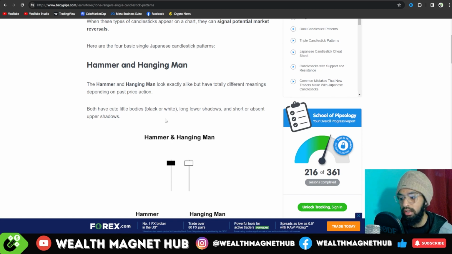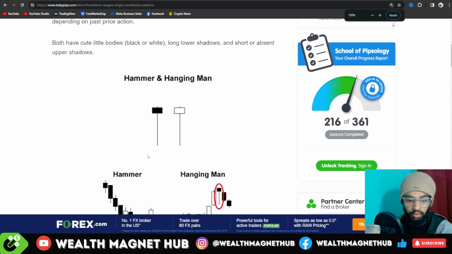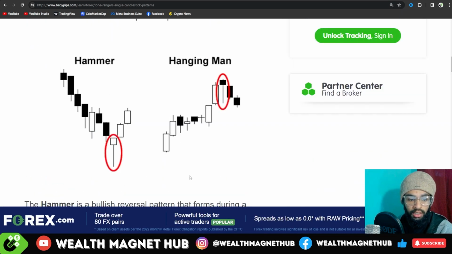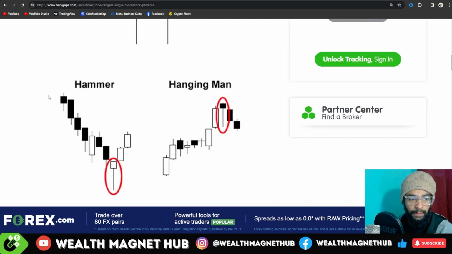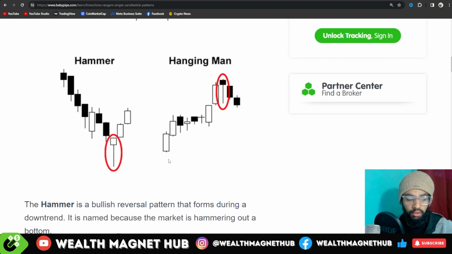Now let's take a look at the difference between them. On the left side we have the hammer, and on the right side we have the hanging man. Let me zoom in and take a better look at what's going on. On the left side is the hammer, and we can tell which one is a hanging man or a hammer based on the previous price action. The black means red price action, just to make sure, and the white means green price action.